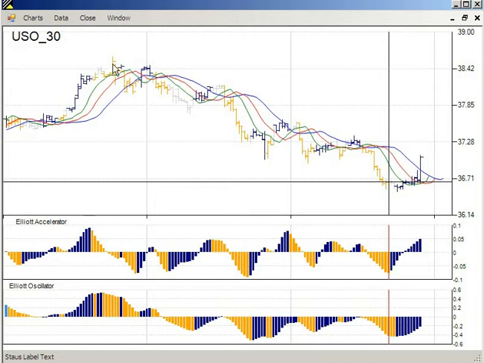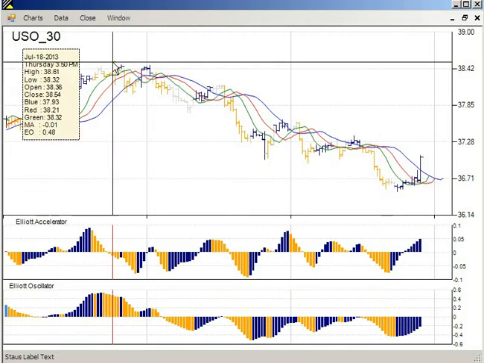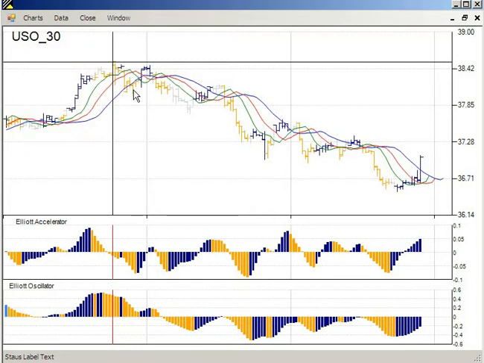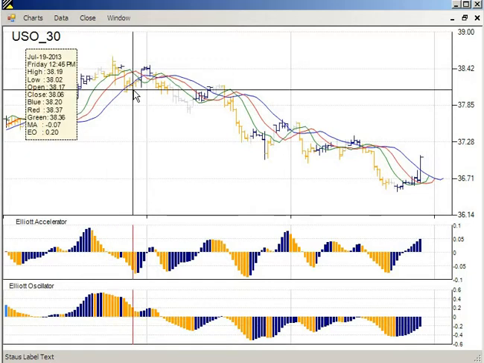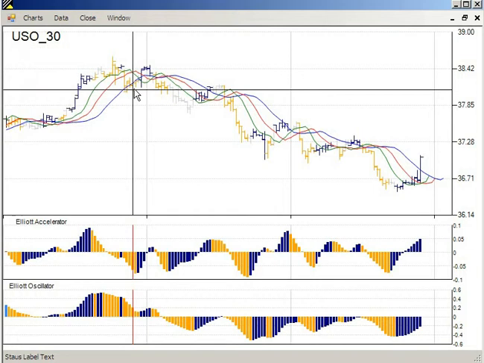But you can see that from the high on Thursday, July 18th at about 38.61, we would have gotten in the trade around this price area, which is about 38.02. And it's because it's a bear move, it's a down wave. We have wave 1, wave 2 just peaked back above the 0 line. Wave 3 is always the lowest point in the oscillator. Wave 4 crosses back above 0.